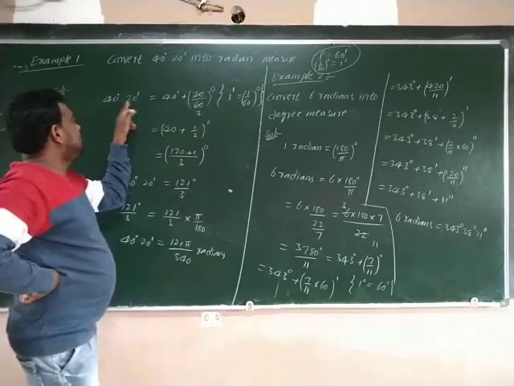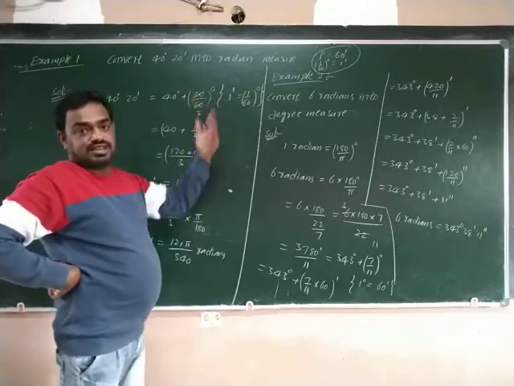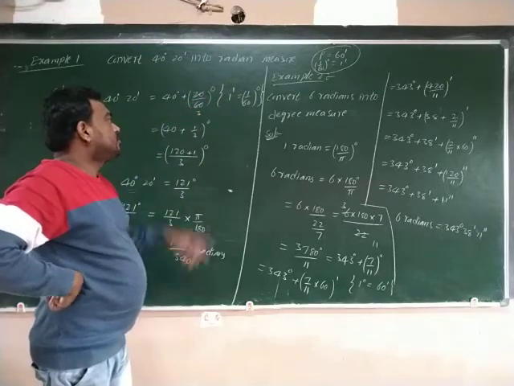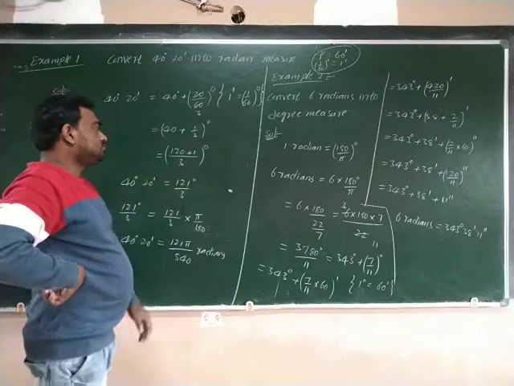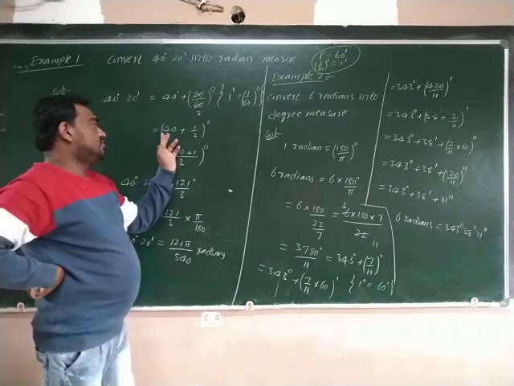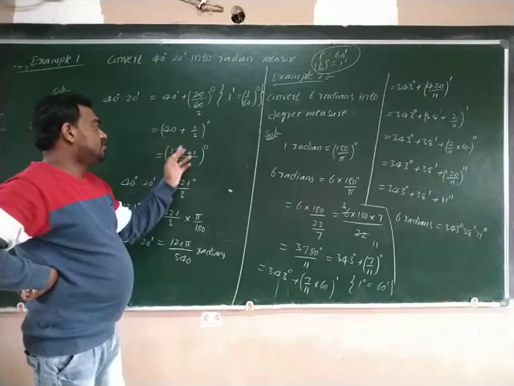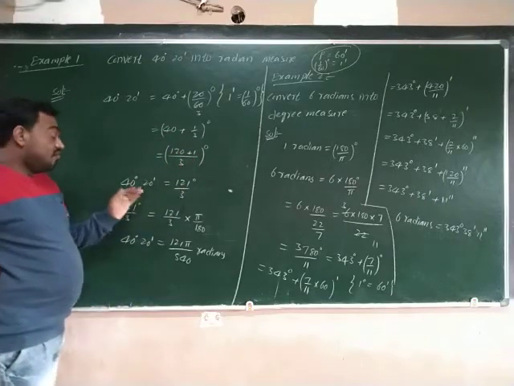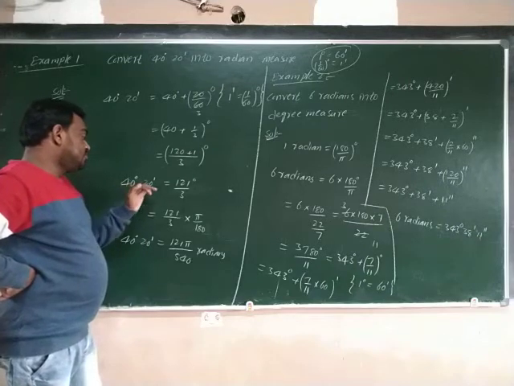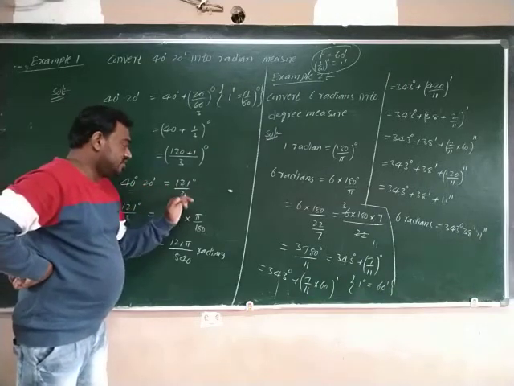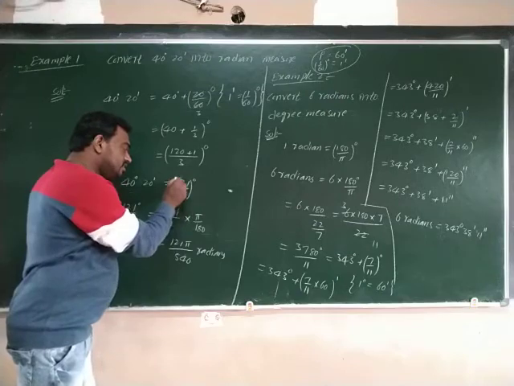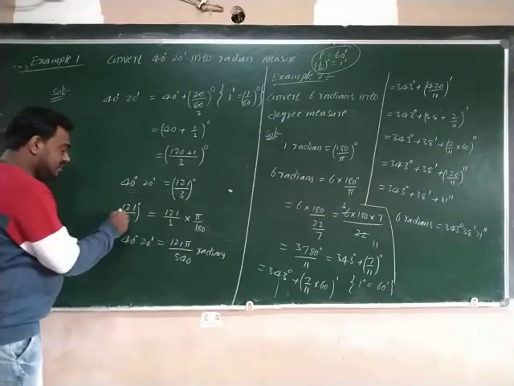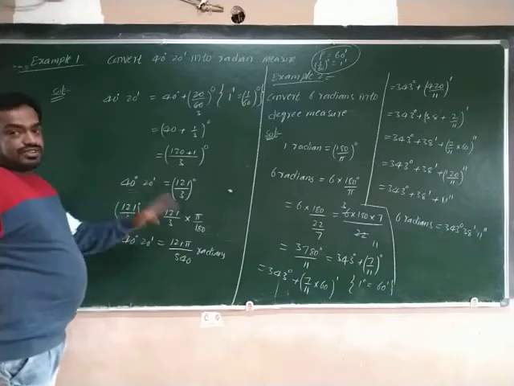So 20 minutes is 20 by 60 degrees, and 20 by 60 is equal to 1 by 3. Taking the LCM 3: 40 into 3 is 120, plus 1, by 3. So 40 degrees 20 minutes is equal to 121 by 3 degrees.